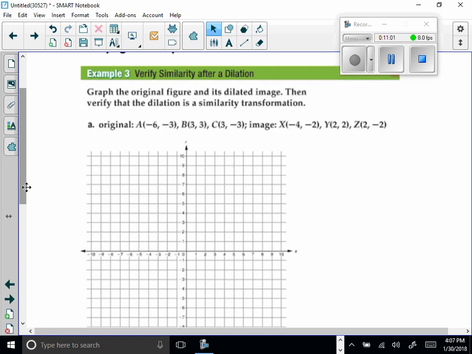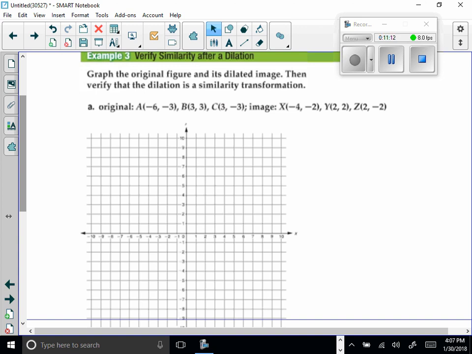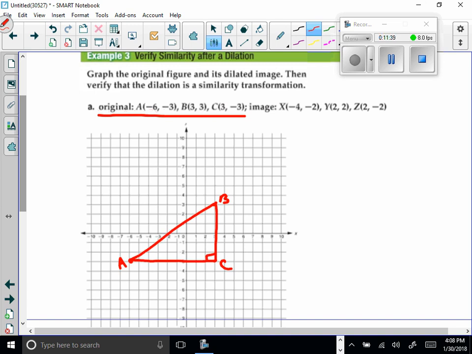All right, we're going to look at a graph. You very commonly see a dilation where we graph it, and it says graph the original figure and its dilated image. Then verify that the dilation is a similarity transformation. So for the original figure ABC, we have A at -6, -3, B at 3, 3, and C at 3, -3. So this is my original. And you can see we would have a right triangle there.